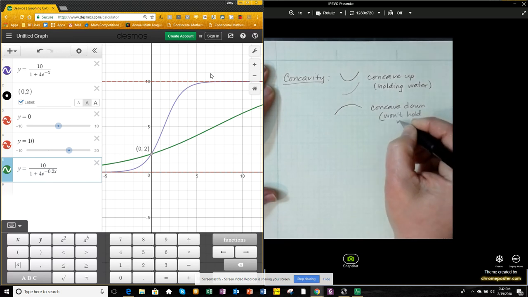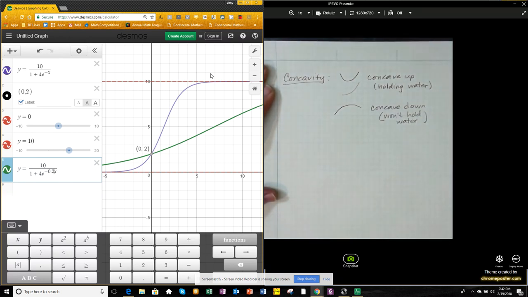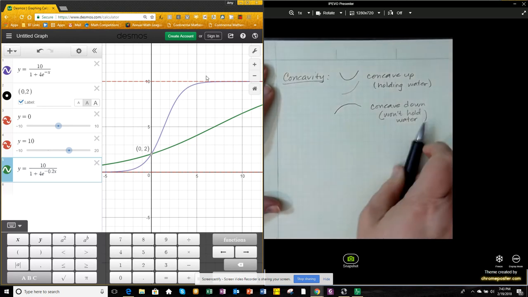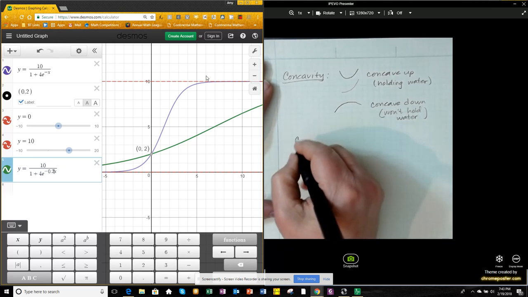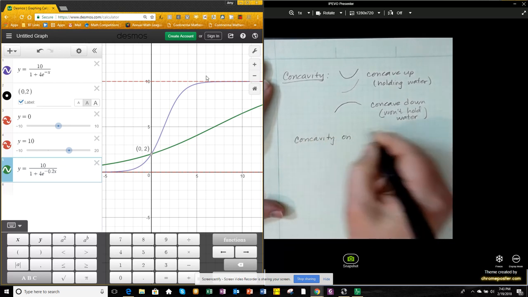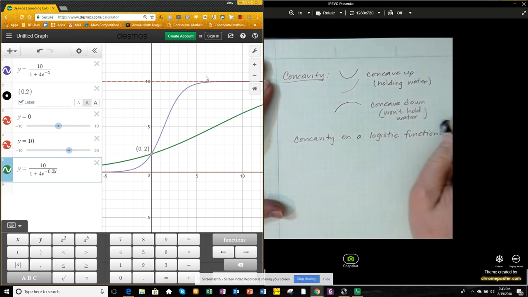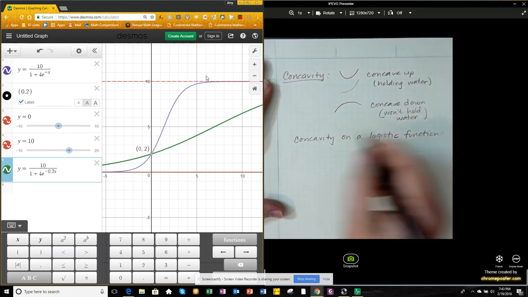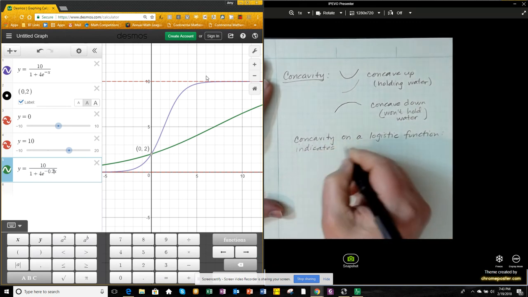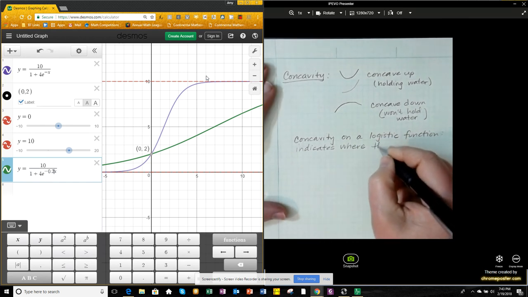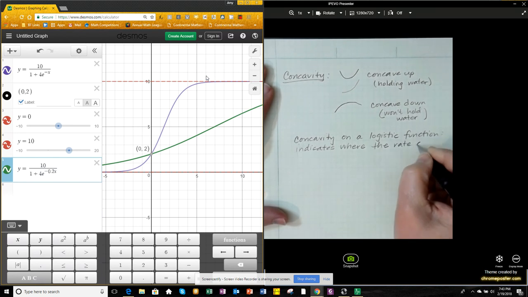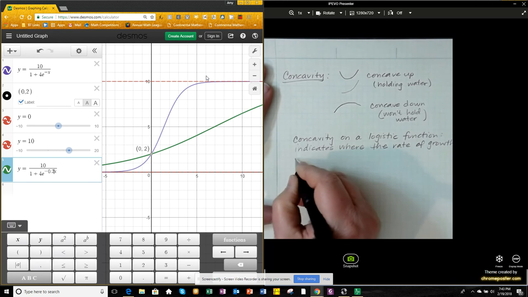Well, in mathematics, it's really good to know where the concavity changes. And on logistic functions, the reason that's good to know is that's when the population is growing very rapidly, and then all of a sudden it starts slowing down. Okay, so the point where concavity changes on a logistic function indicates where the rate of growth slows down.